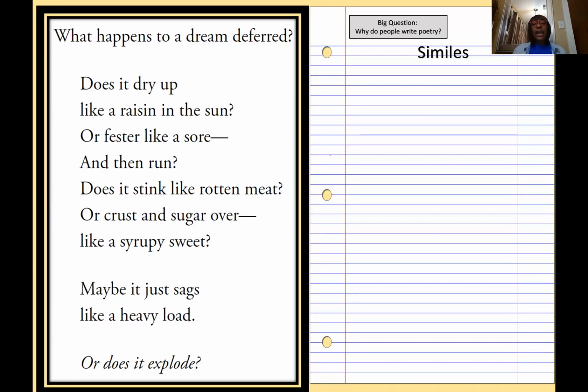Okay, so today we're continuing with Langston Hughes. Like I've said, this entire week we're going to be reading poems by Langston Hughes, and we are reading Harlem.